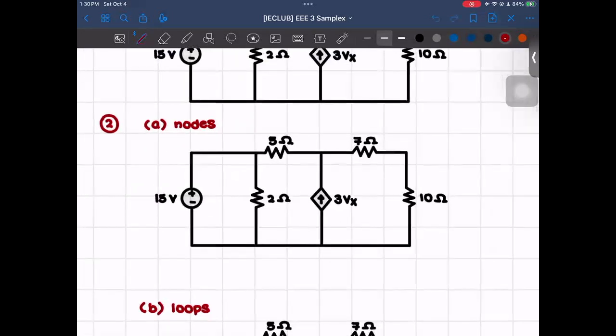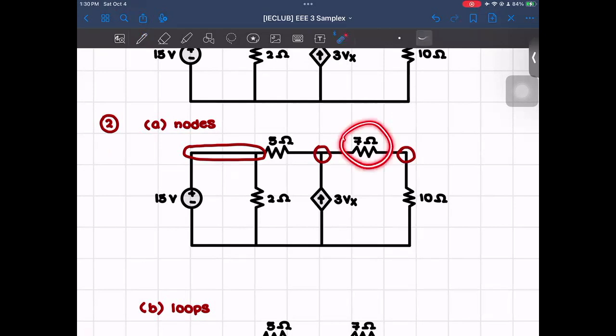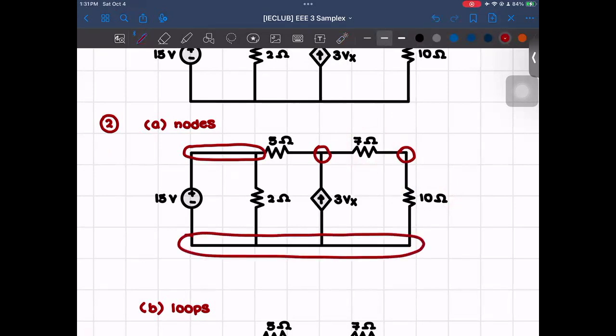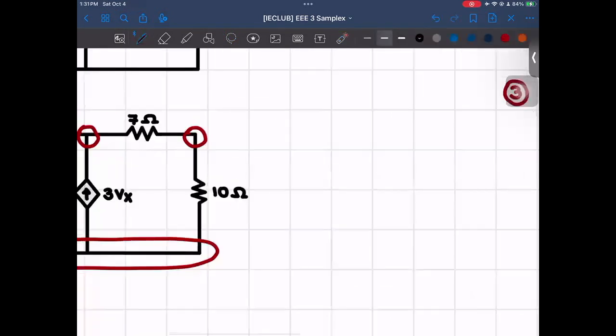So the nodes depend on how many branches connect the circuit elements. Looking into this, that would first be this one. And then next would be this part of the circuit. And then this one as well, since it connects this resistor and this resistor. And then the fourth one would be the one at the very bottom, since it connects all of these circuit elements. So that would mean that we actually have 4 nodes.